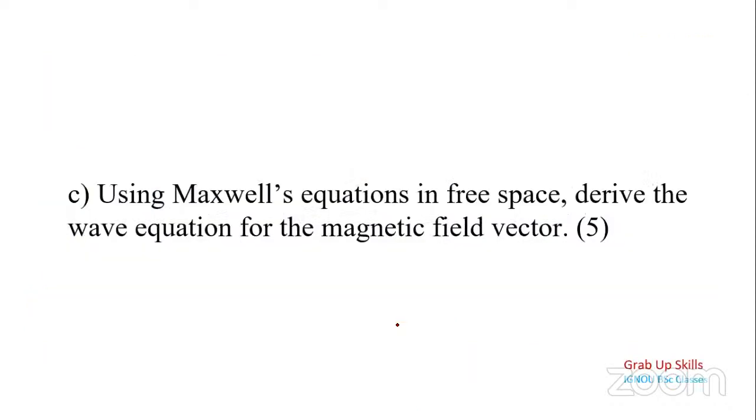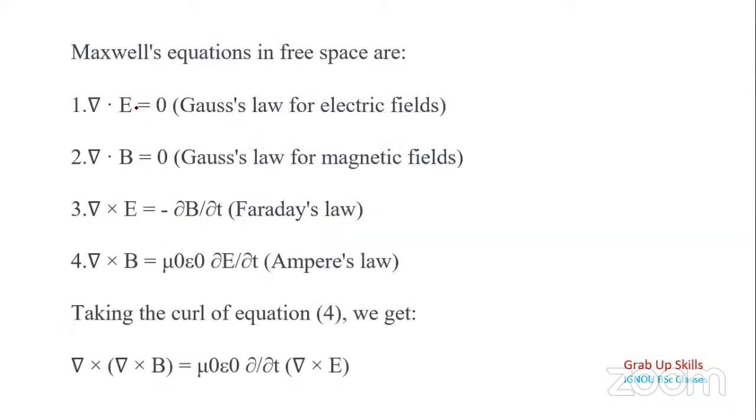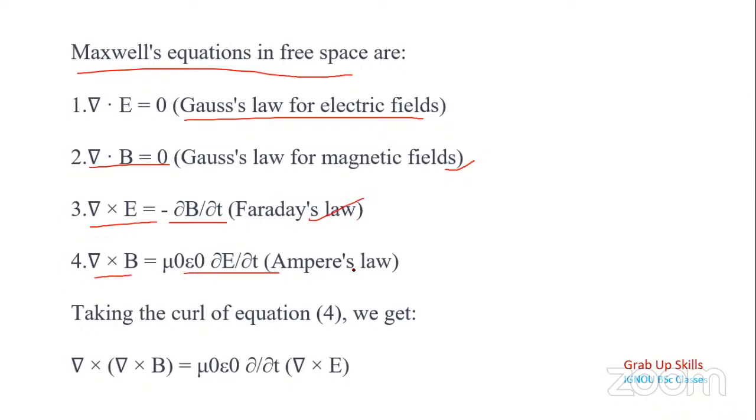Next question. Using Maxwell's equations in free space, derive the wave equation for the magnetic field vector. These are the Maxwell's equations that we have got. Del dot E is equal to 0, which is Gauss law for electric field. Del dot B is equal to 0, which is Gauss law for the magnetic field. Del cross E is equal to minus dB by dt, which is Faraday's law. Del cross B is this equation, which is Ampere's law.